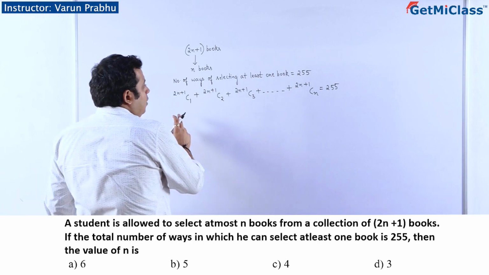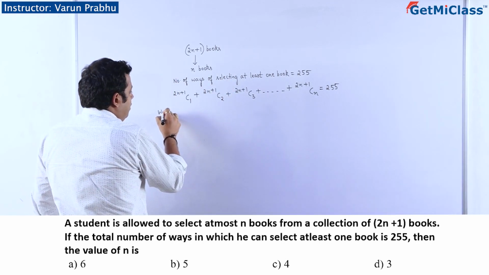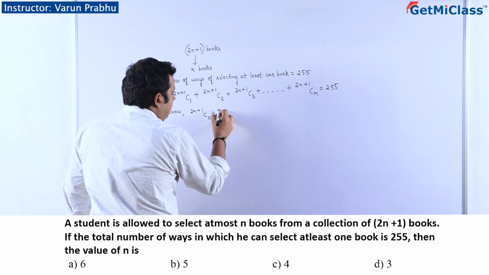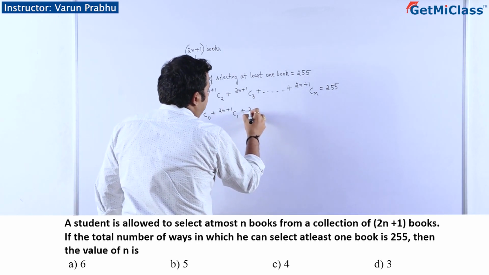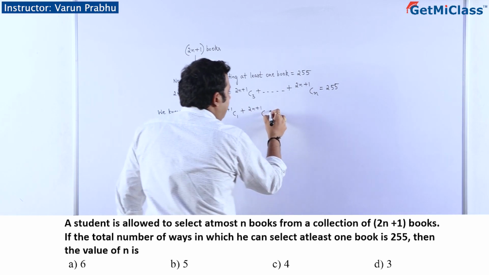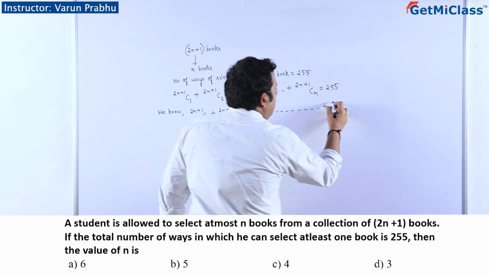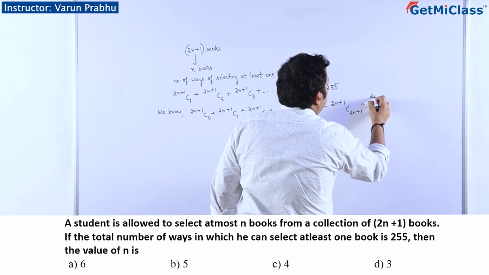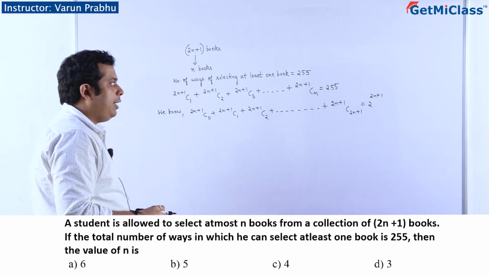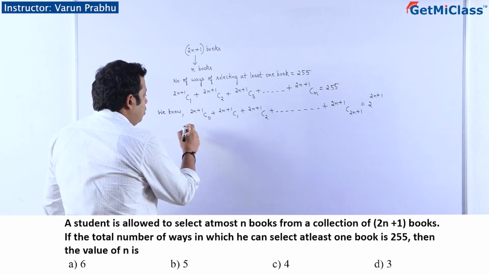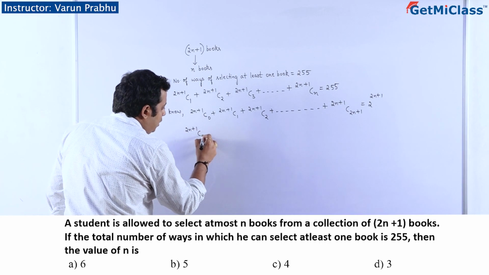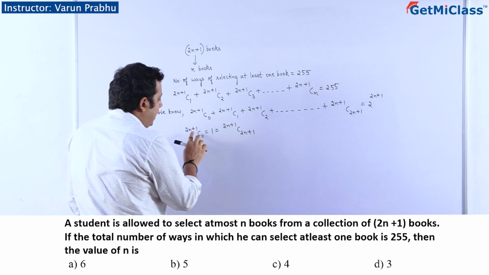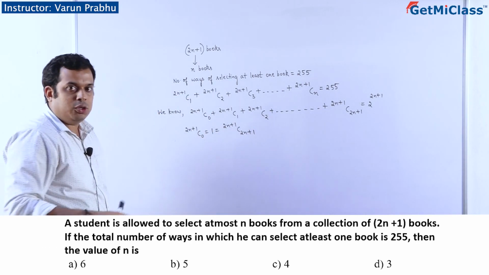So now we know the condition: 2n plus 1 C0 plus 2n plus 1 C1 plus 2n plus 1 C2 plus so on up to 2n plus 1 C2n plus 1, that is equal to 2 to the power 2n plus 1. This is the standard theorem that we know. Is it right? Now 2n plus 1 C0 is also equal to 1, which is equal to 2n plus 1 C2n plus 1. Why? NC0 is 1, NCN is also 1, correct?